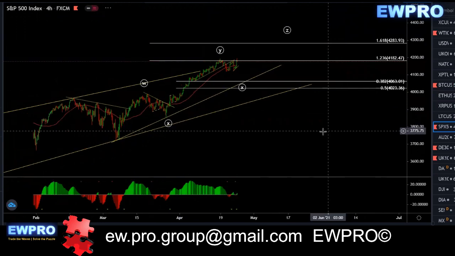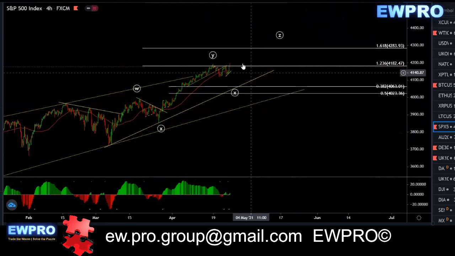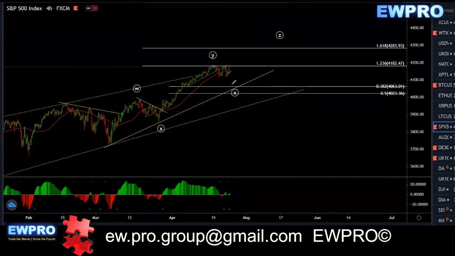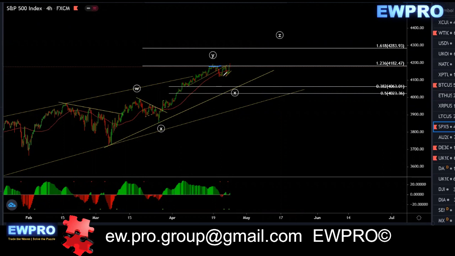On the H4, looking for this. We're up at the 123.6 in this wave Y. It sort of bounced off that. This here can be internal, and we go up to this 161.8 in the wave Y, and then get the X, and then we get that Z up.